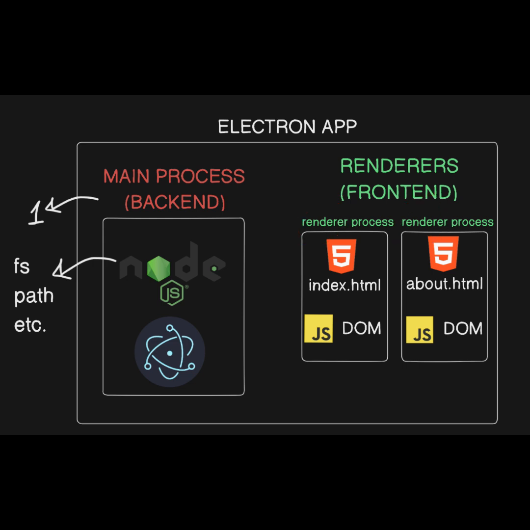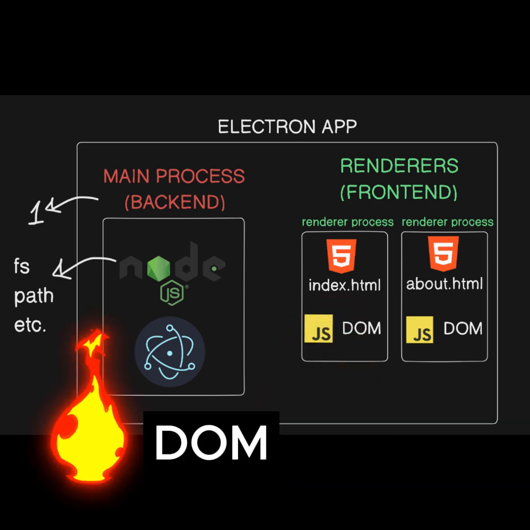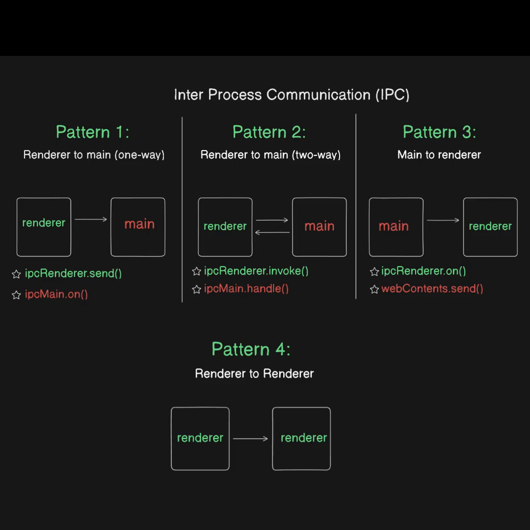Main process and renderer processes have distinct responsibilities and are not interchangeable, which means that it is not possible to access the Node.js APIs directly from the renderer process, and it is not possible to access the HTML document object model from the main process. The solution for this problem is to use inter-process communication, or IPC for short. There are four patterns that we can see from the documentation.